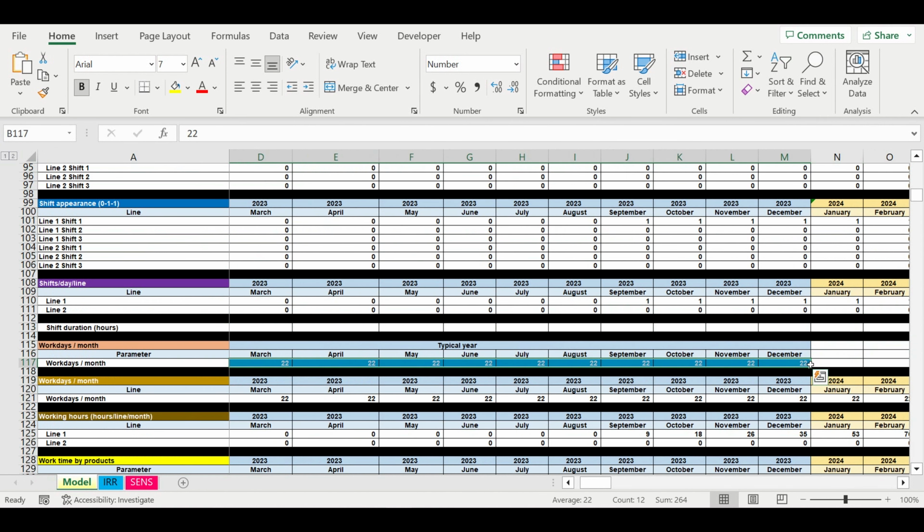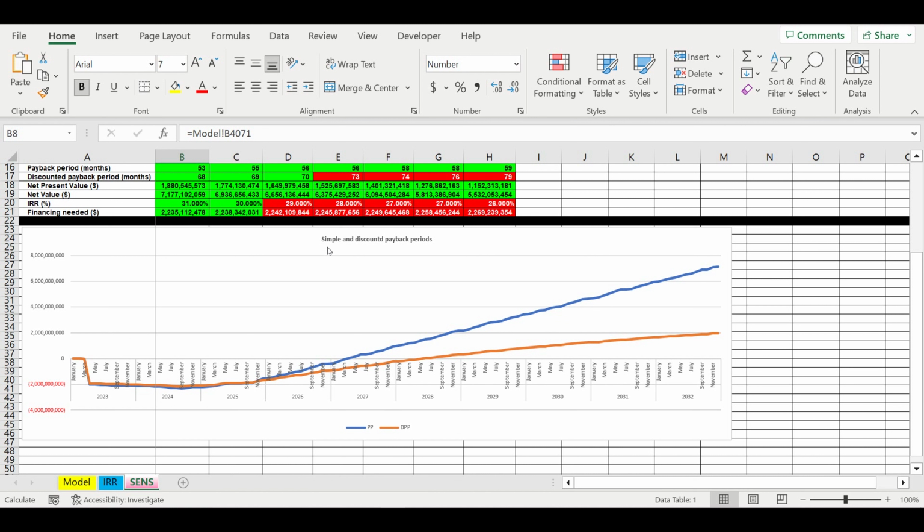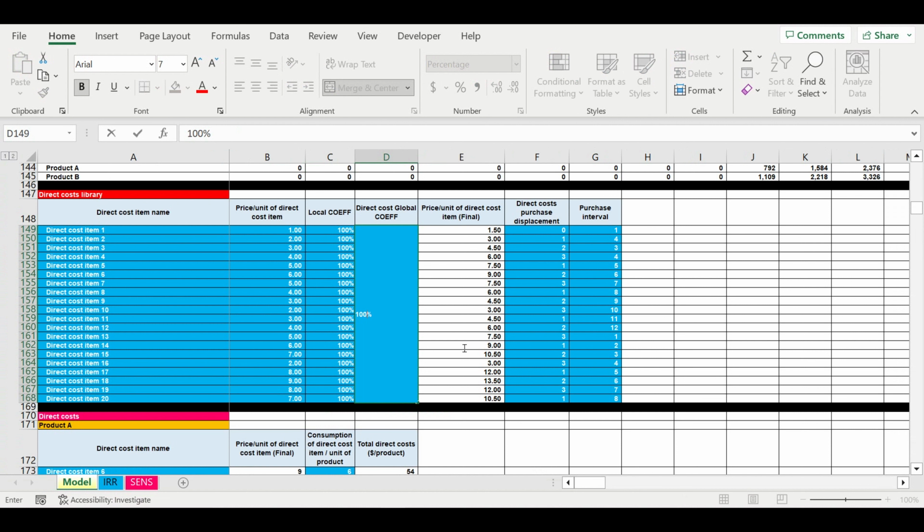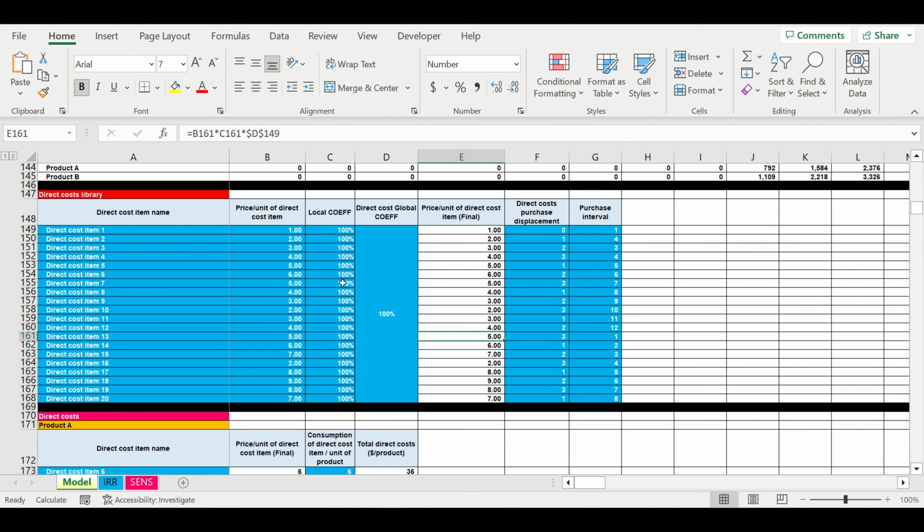So if the prices of raw materials rise by 50%, we can go to the sensitivity analysis, and here we can see the simple and discounted payback period diagram. So here we can see what will happen. We can play globally, and we can, for example, look at what will happen if specific raw materials double in price, like this, for example.